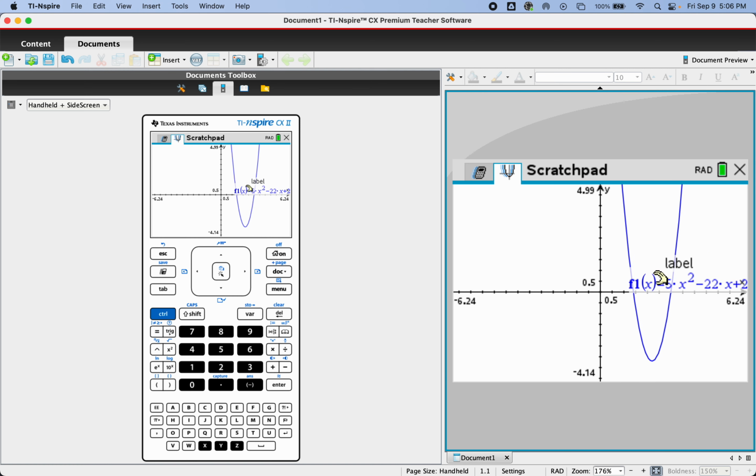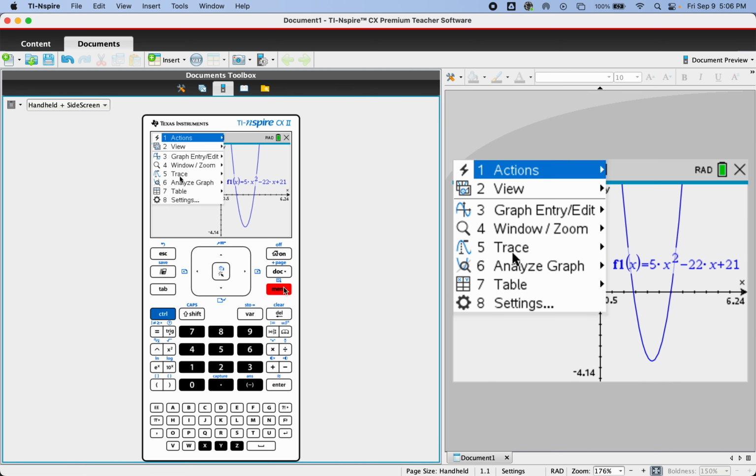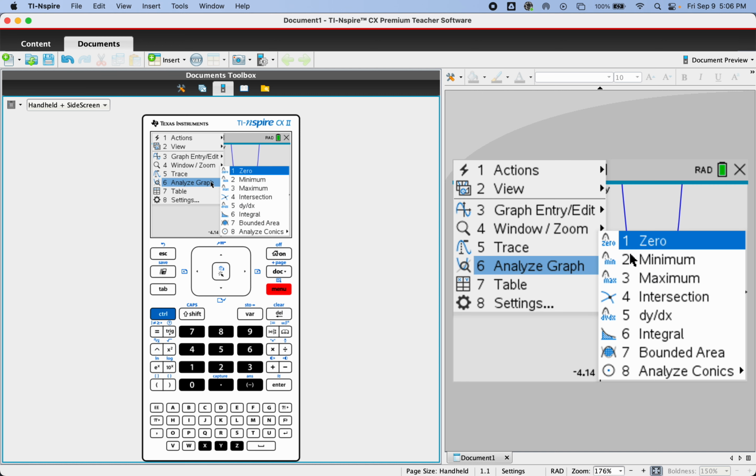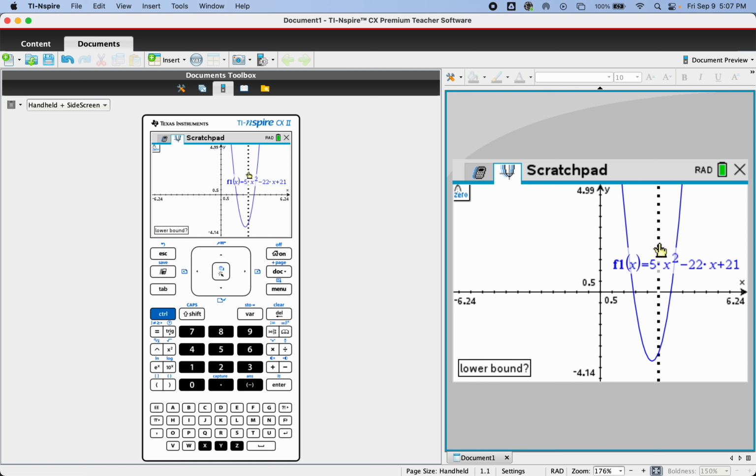So what we want to do is actually find what these values are. I'm going to push menu, analyze graph, option 6, and then we want to find the zeros. You can see on the lower left of the screen it's asking for a lower bound. That is in terms of x. Essentially we want to move this vertical line until it's to the left of one of the zeros. If we're trying to find this zero right here, I've got to move that line until it's to the left of the zero. Anywhere here or further left would work. Once we were there, we're just going to push enter on the calculator.